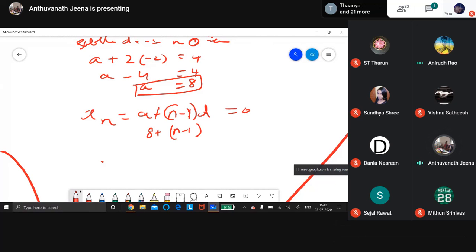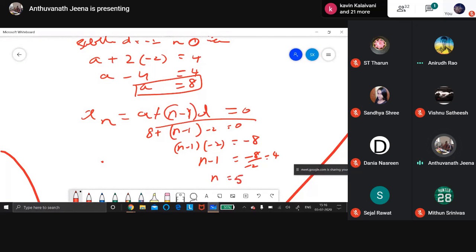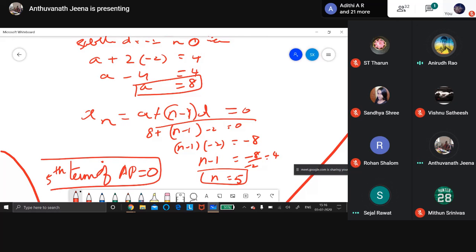Okay. So D, what is D? D is minus 2. A is 8, so 8 plus (n minus 1) into minus 2 is equal to 0. So bring this 8 this side. (n minus 1) into minus 2 is equal to minus 8. So n minus 1 is equal to minus 8 divided by minus 2, which is equal to 4. So n is equal to 5. So what is my conclusion statement? Fifth term of AP is equal to 0. Like this, if you write, then I know that you understood the concept.